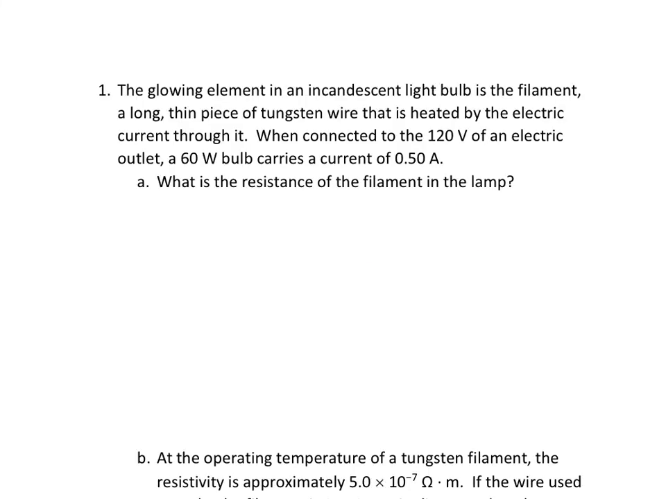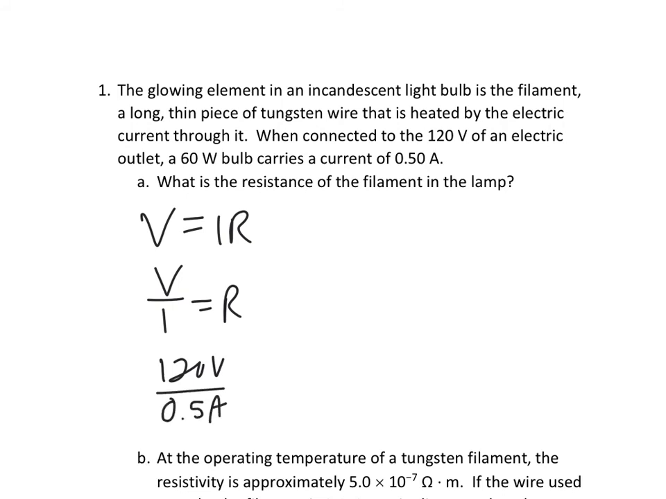The problem tells us that the glowing element in an incandescent light bulb is the filament, a long, thin piece of tungsten wire that is heated by the electric current through it. When connected to the 120 volts of an electric outlet, a 60-watt light bulb carries a current of 0.50 amps. What is the resistance in the filament of the lamp? So given this information, we want to use Ohm's law. V equals IR, so V over I equals R. Your voltage, 120 volts, divided by your current, 0.5 amps, equals your resistance. 120 divided by 1/2 gives us 240 ohms for the resistance.